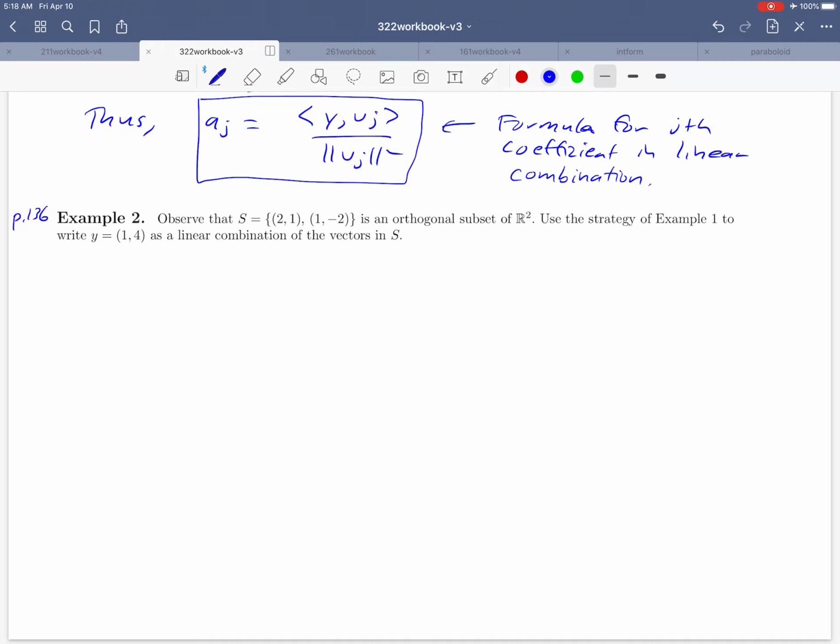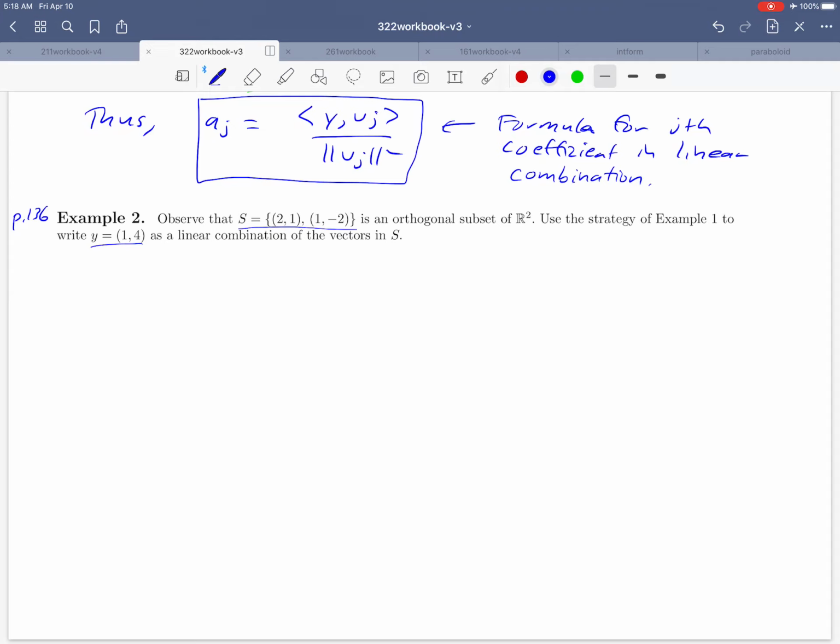So they're starting by noting that this set S that they're giving us is an orthogonal subset of R2. Remember, since we're in R2, we're assuming by orthogonal that it's relative to the standard inner product, the dot product. So this is an orthogonal set because the dot product of the two vectors in it is zero. And they'd like us to use the strategy of example 1 to write y equals (1, 4) as a linear combination of those vectors in S.